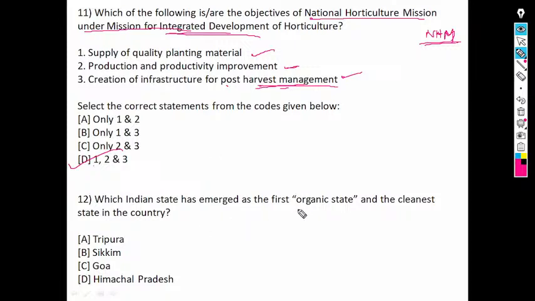Which Indian state has emerged as the first organic state and the cleanest state in the country? First organic state, which? It is Sikkim. Option B.